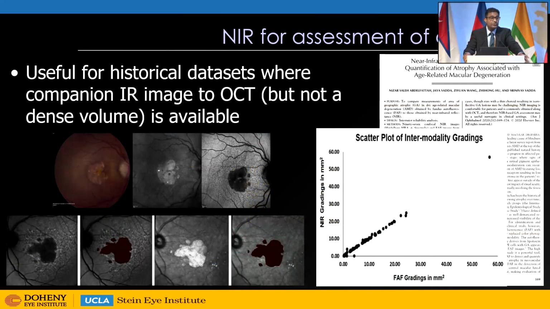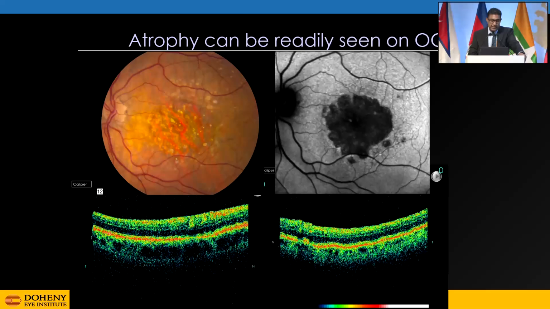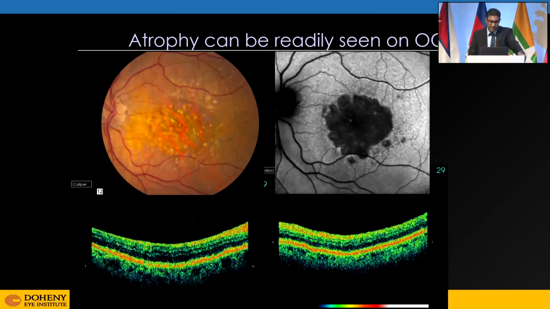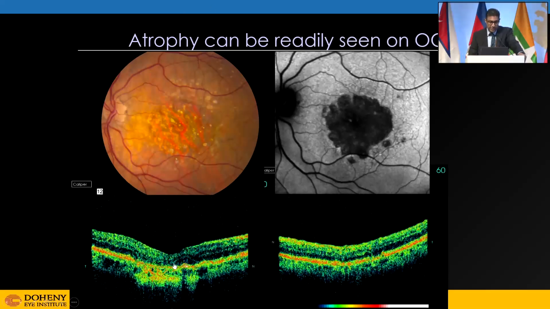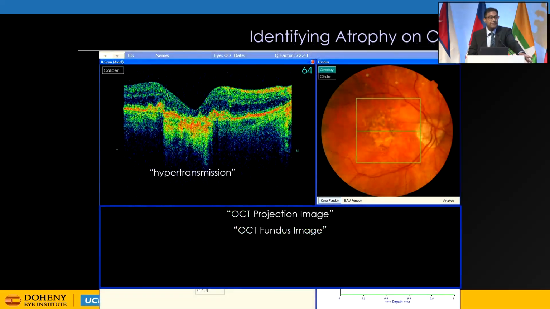You could also use near-infrared reflectance imaging to measure atrophy. We've shown that that can also be quite reliable, and this may be useful because many of our historical OCT data sets also have a companion IR image that potentially could be used for this type of assessment. What about OCT? Well, atrophy can readily be identified on OCT. We can all see these areas where you see increased transmission of light into the choroid, and we take advantage of that signal we call hypertransmission.